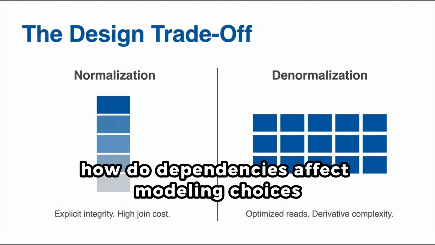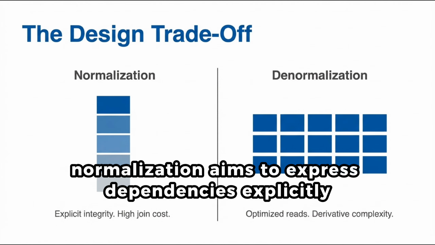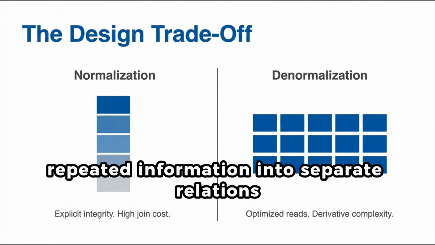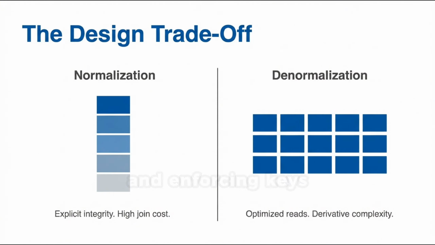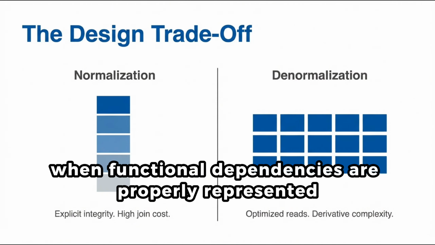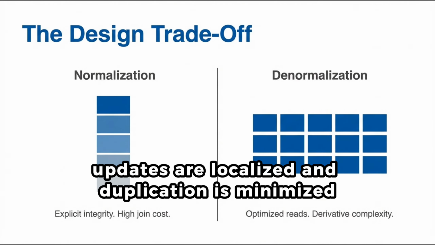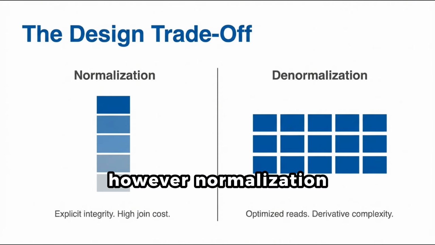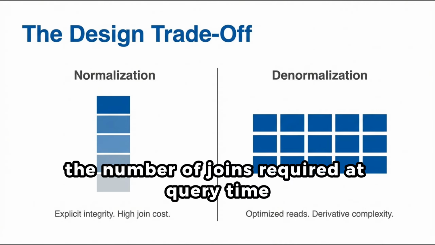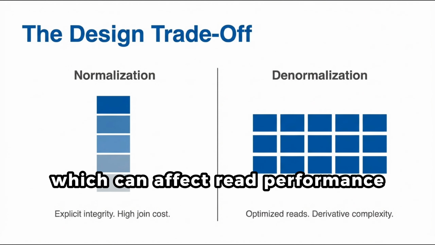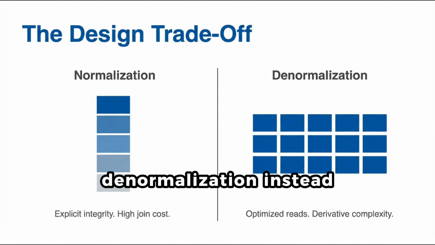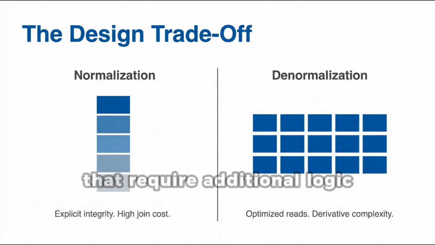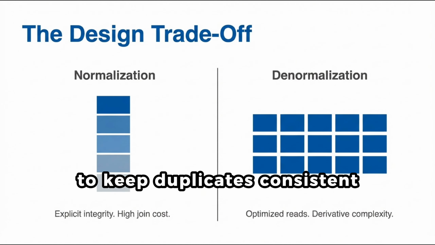How do dependencies affect modeling choices? Normalization aims to express dependencies explicitly by factoring repeated information into separate relations and enforcing keys. When functional dependencies are properly represented, updates are localized and duplication is minimized, which reduces the chance of inconsistent copies. However, normalization often increases the number of joins required at query time, which can affect read performance. Denormalization instead duplicates data to optimize reads, but it introduces derivative dependencies that require additional logic to keep duplicates consistent.